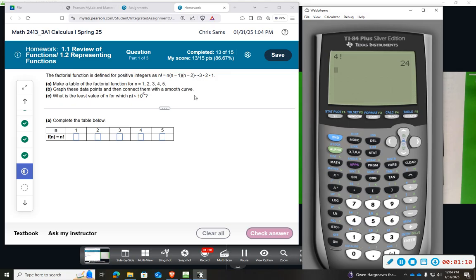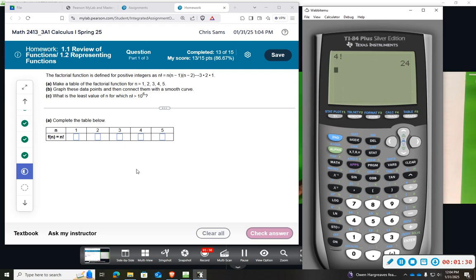So what we want to do is make a table of factorials 1, 2, 3, 4, 5. We're going to graph these points and connect them, and then we're going to find the least value for which n factorial is greater than 10 to the 6. So we can punch these in one at a time. It won't be a problem.